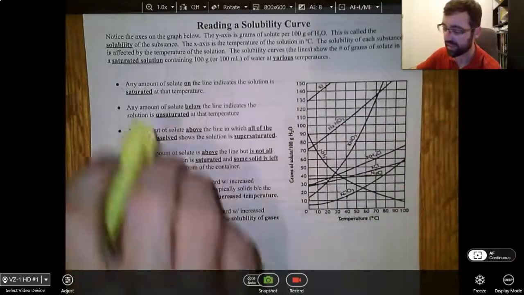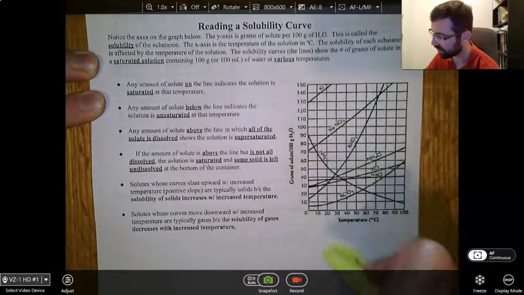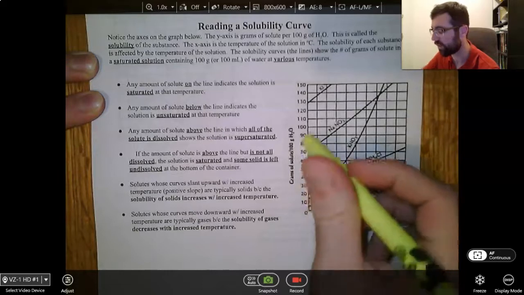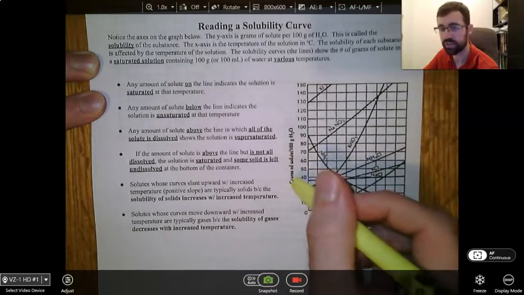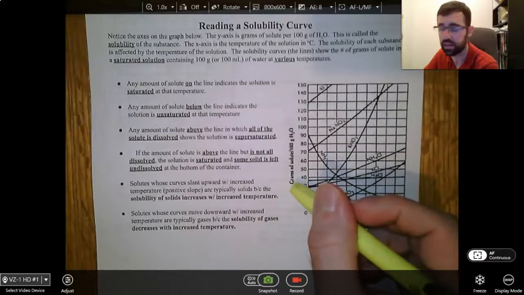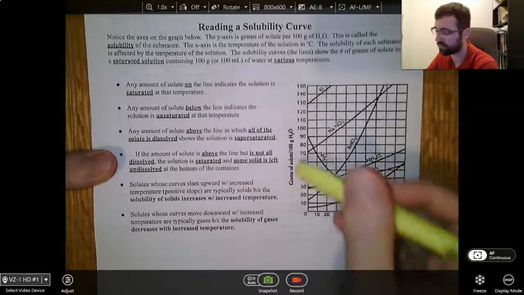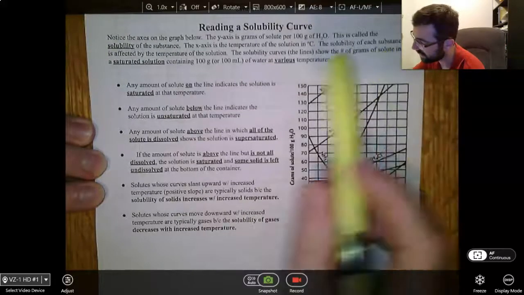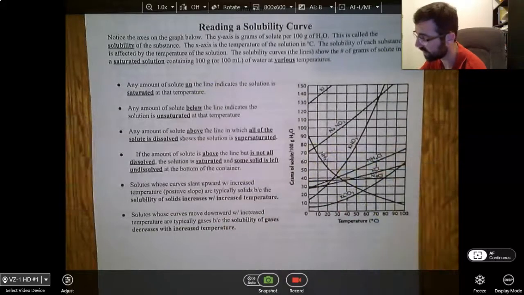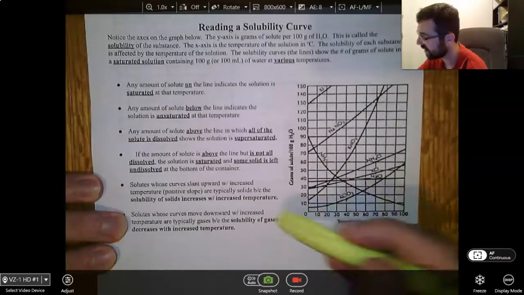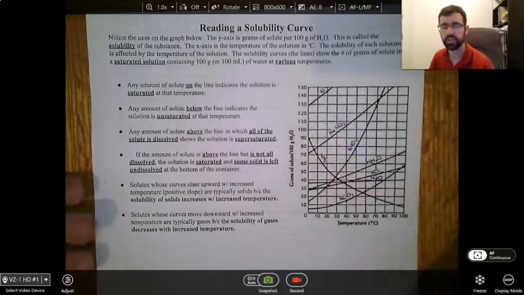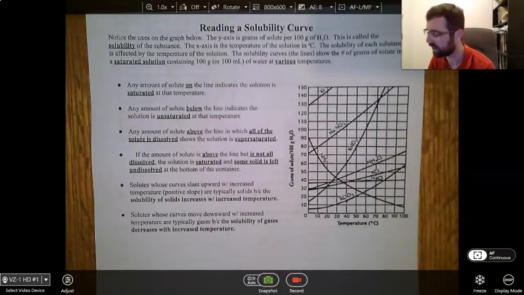I want you to notice that the axes on the graph below are temperature on the x-axis and grams of solute that will dissolve on the y-axis. Another word for this that will sometimes show up is solubility, because it means the same thing as the number of grams that will dissolve in 100 grams of water. The solubility of each of these substances is affected by temperature. So you can see that as the temperature changes, the solubility changes. It either goes up or it goes down. So we want to walk through a few examples on here.